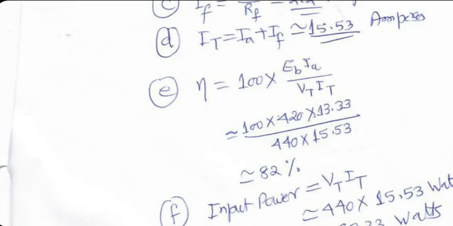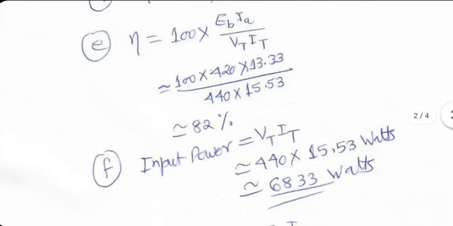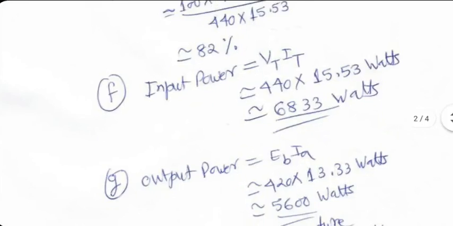Input power is VT into IT. So 440 multiplied by 15.53, which is around 6833 watts. Output power is EBIA. Both electrical and mechanical powers are the same because mechanical losses and iron losses are neglected. So output power is 5600 watts.